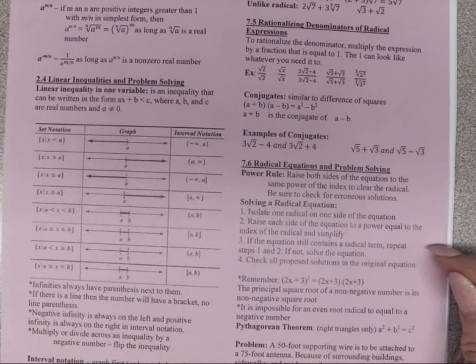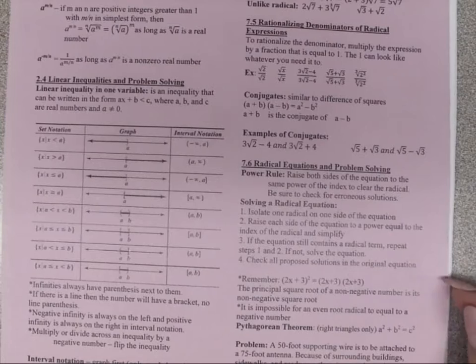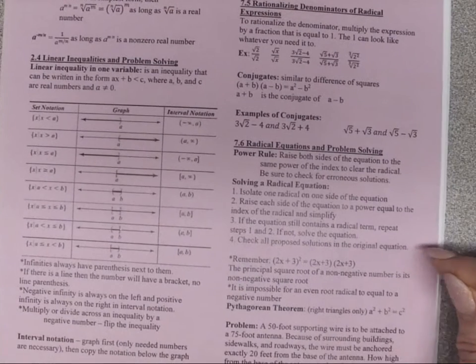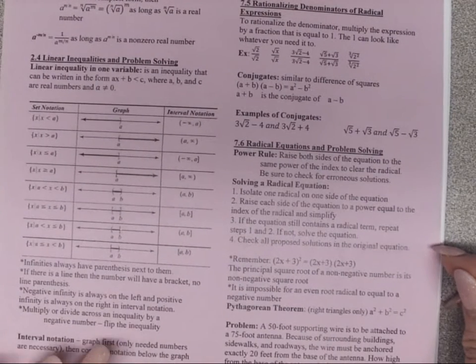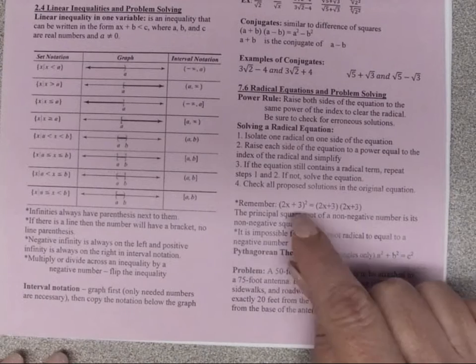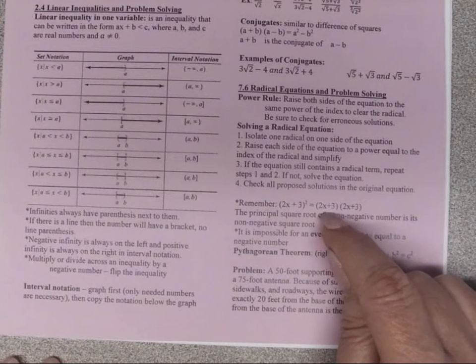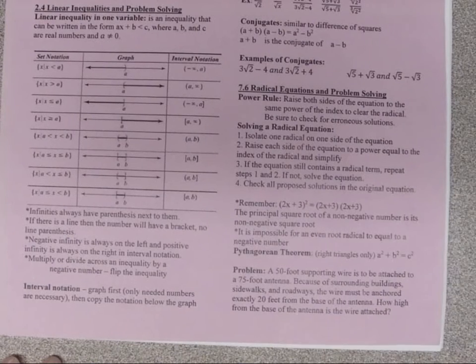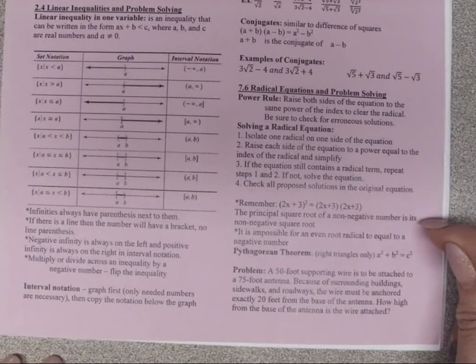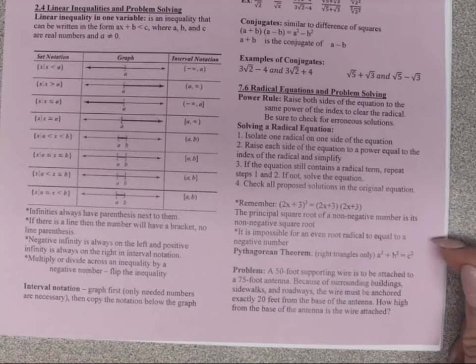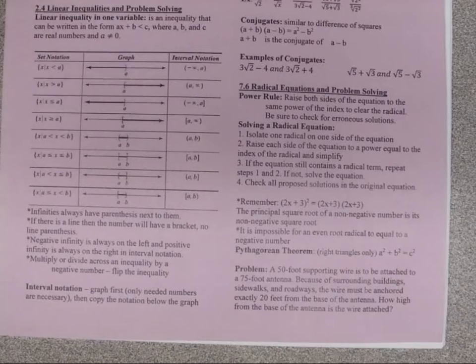And if the equation still contains a radical term, repeat steps 1 and 2, and if not, solve the equation. And then you have to check all proposed solutions in the original equation. So also remember that (2x + 3) squared means that it's (2x + 3) times (2x + 3). The principal square root of a non-negative number is its non-negative square root, and it is impossible for an even root radical to equal a negative number. And we'll hit that part when we get to it.